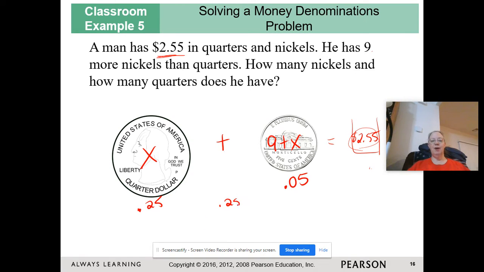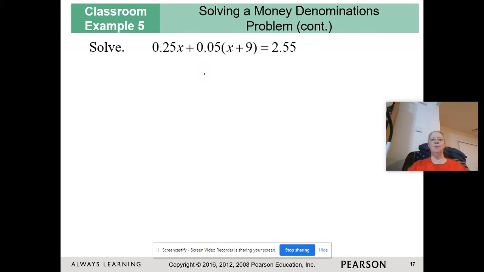So 0.25x plus 0.05 times x plus 9, don't forget the parentheses, is equal to $2.55. So this is the amount of money we have in quarters. This is the amount of money we have in nickels. And all together, meaning add, we have $2.55. Let me check to see if I have, yes, here we go.